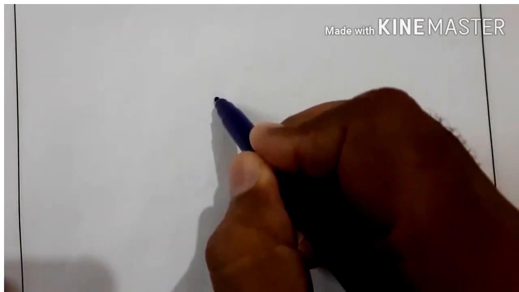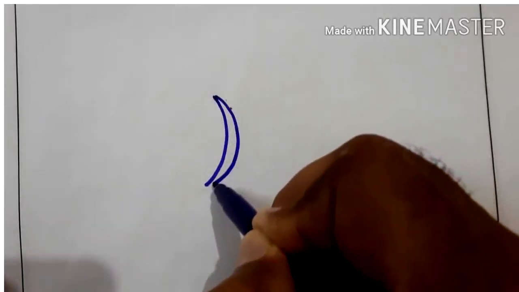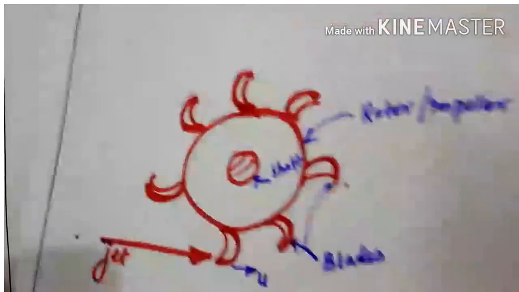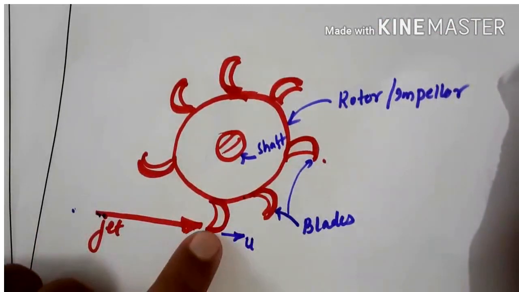Then, as you know, see, this is the vane. You can say it is one blade. So here I have taken one blade.